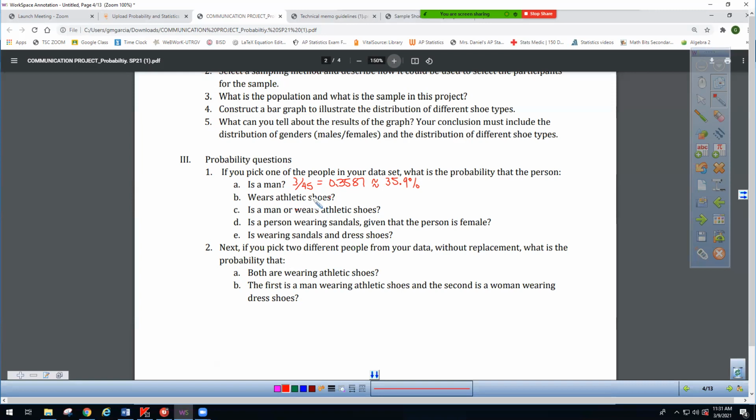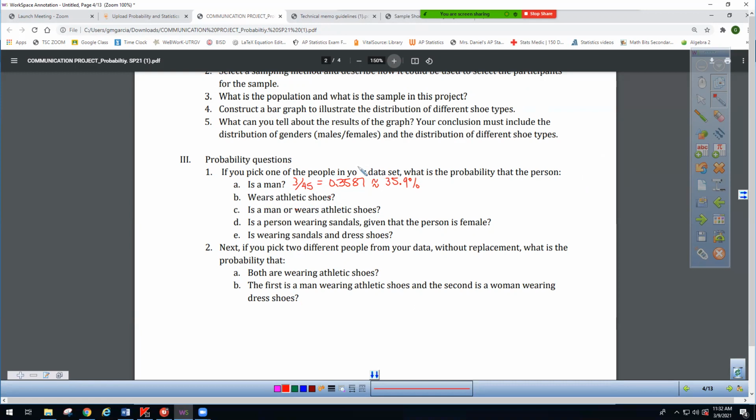If you're going to wear the athletic shoes, the same thing, make sure you show everything here. Okay, don't just put 3 over 45. How did you know that it was 3 out of 45? Well, there's 3 men out of 45, or wears athletic shoes, and so forth. Let's see, pick a person in probabilities. A man wears athletic shoes.